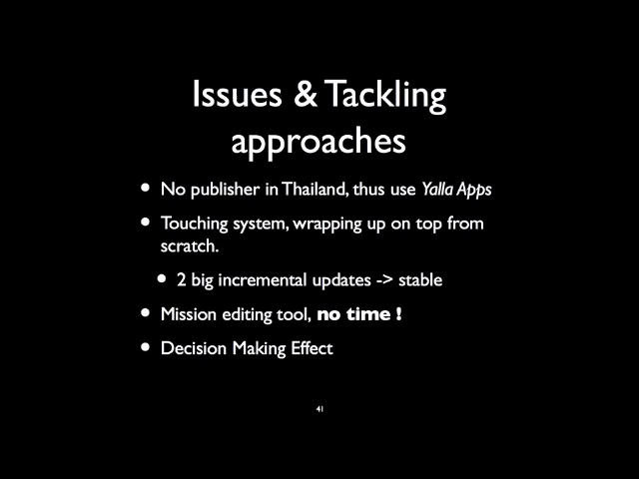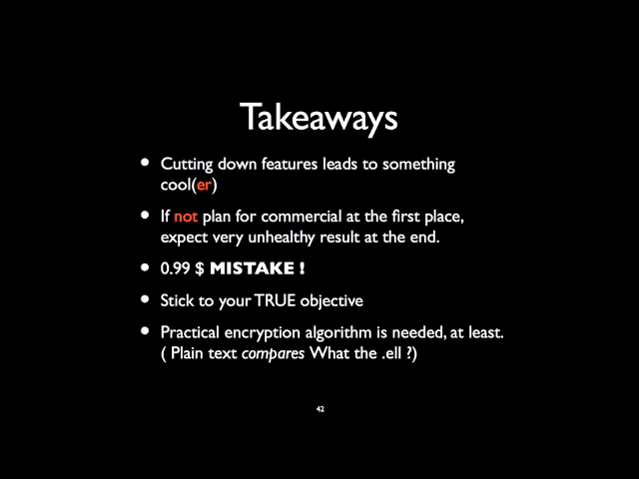So the takeaway from this game is that by cutting down features, we were led to something that we might not ever have thought of in the first place. Also, if not planned for commercial at the first place, expect really unhealthy results. Taking 99 cents was a mistake, and it tells you to stick to the true objective. You made this game for free and wanted to make it just available, so you didn't have a plan to implement any kind of feature to attract players to buy your game, or to support that it is valuable enough to buy, so you should stick to your true objective. And an encryption algorithm is needed at least for the submission of score to the server.